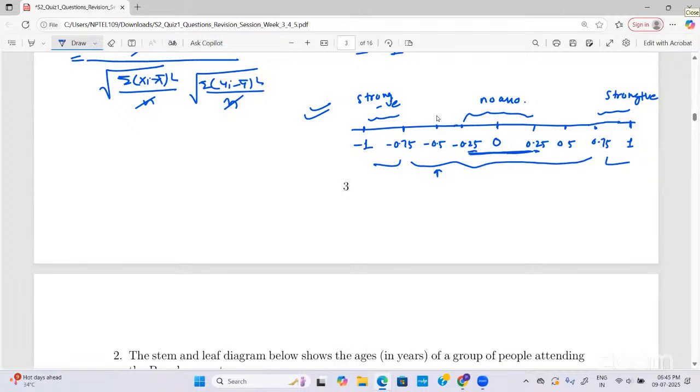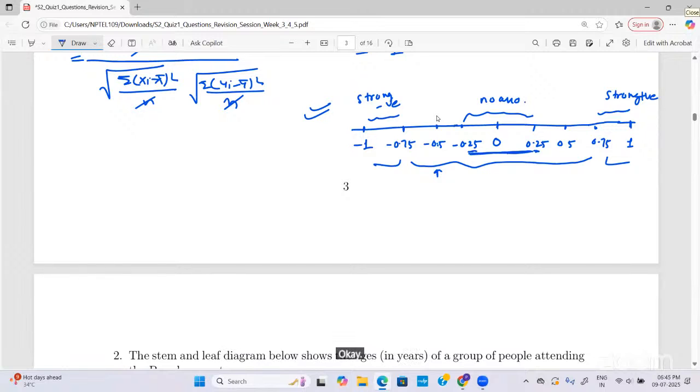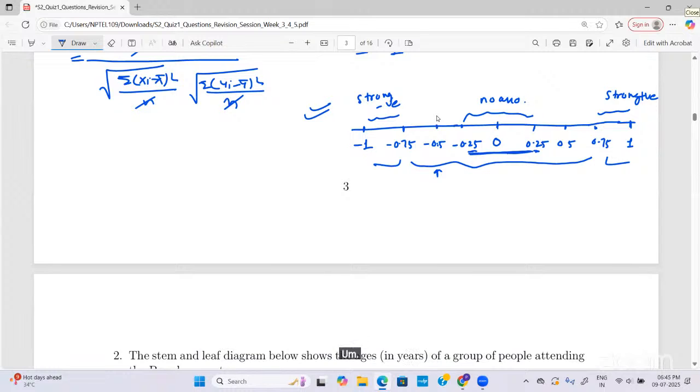Ma'am, between minus 0.25 and 0.25, if the value is not even closer to zero, is it like weak? Yeah, if it's exactly zero it means no association. If it's near to zero, like 0.2 or 0.3 it's very weak, 0.4, 0.5 that's weak association. Ma'am, at 0.1, 0.2 there is also no association? Means we were told that between minus 0.25 and 0.25 there is actually no association, not even weak.